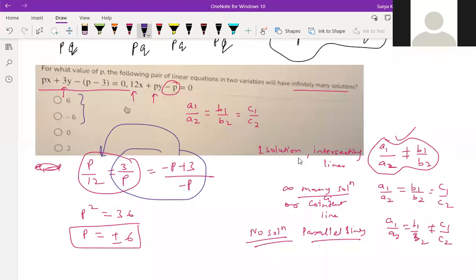Here actually we are getting 6 and minus 6 both, because P square is equal to 36, so P is plus minus 6. Now we just do minus P square is equal to minus 12P plus 36. Now we solve everything. So P square minus 12P plus 36, so P you will get from here, minus 6, minus 6. So you'll get 6 only. The answer is 6, it's not minus 6.